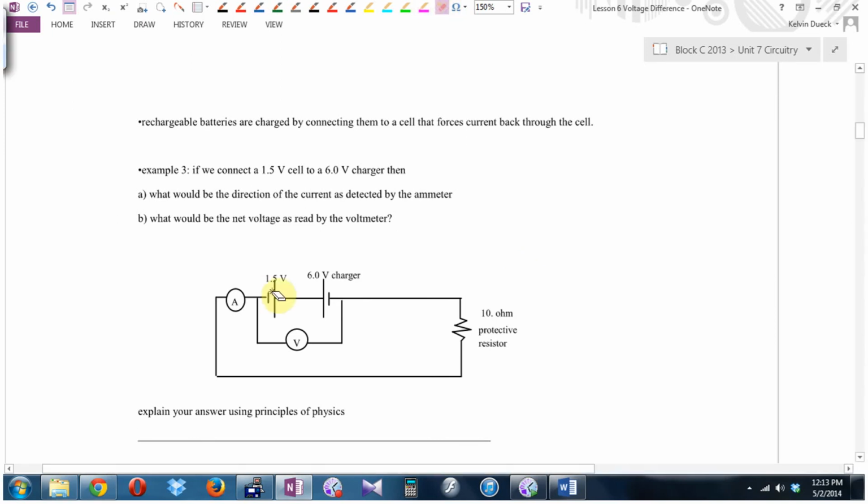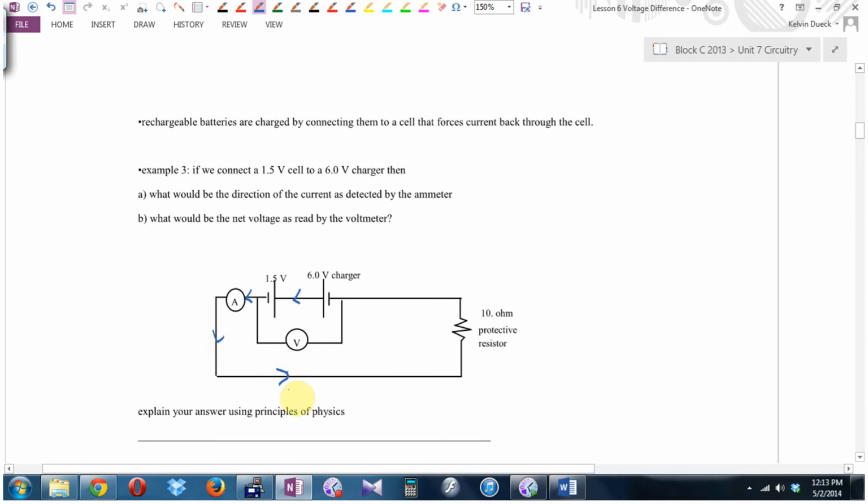If I connect a 1.5 volt battery to a 6 volt charger, then first of all, what would be the direction of the current right here, towards the left or towards the right? 1.5 volts, how high? Which way is downhill overall? Yeah. The current is going to go this way. We're going to force it backwards through the battery. The current is going to go that way.